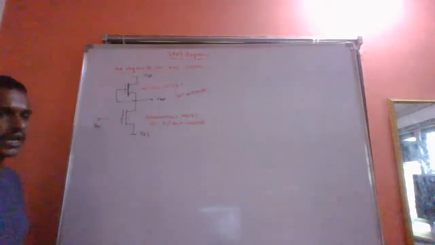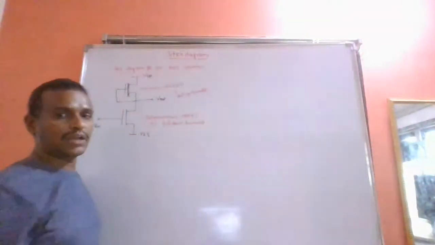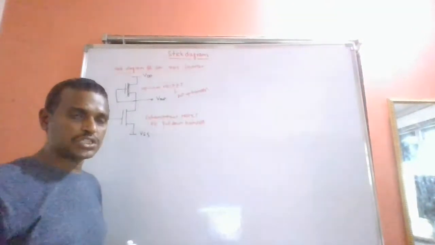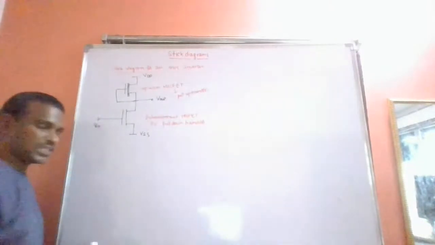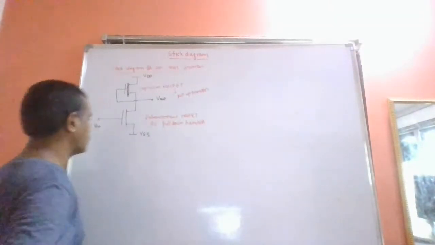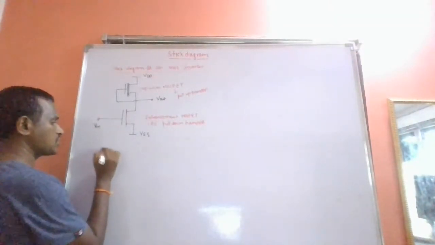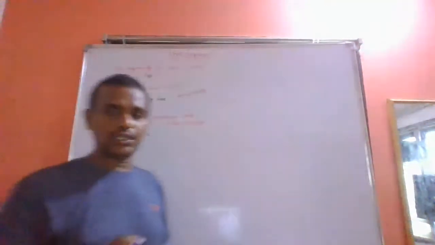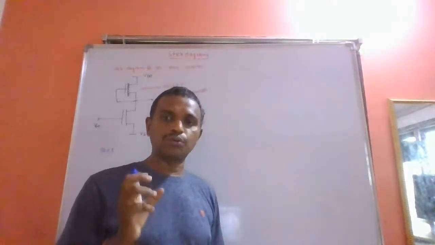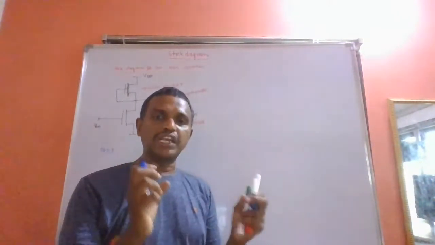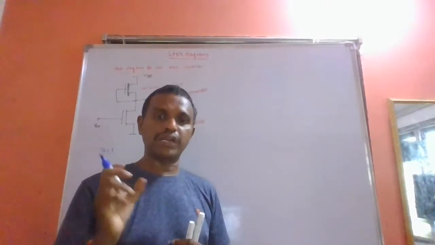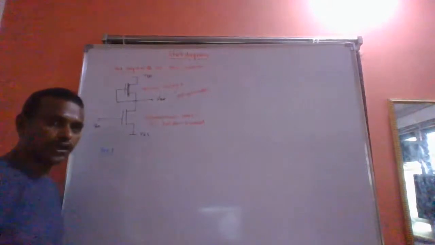Okay, so first I have considered the circuit diagram for this NMOS inverter. Now what I have to do is draw the stick diagram. So the first step while drawing the stick diagram is to draw the VDD and VSS power rails. You may get the doubt: what do power rails mean?